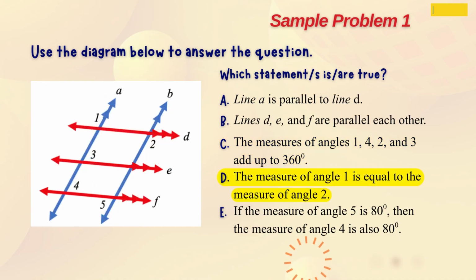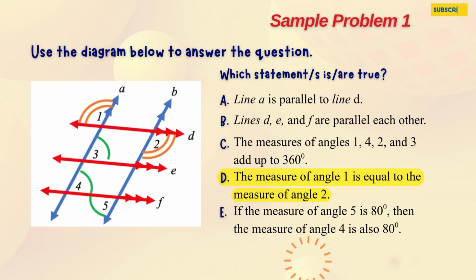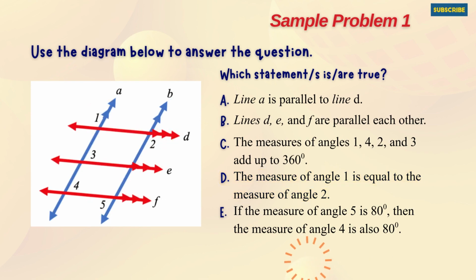It states that the measure of angle 1 is equal to the measure of angle 2. Is this true? Let us look at this diagram again and locate where angle 1 and angle 2 are. What do you notice about angles 1 and 2? Okay, so angles 1 and 2 have the same number of arcs. Therefore, the 2 angles are congruent, so they must have the same measures. Let us move now to option E.